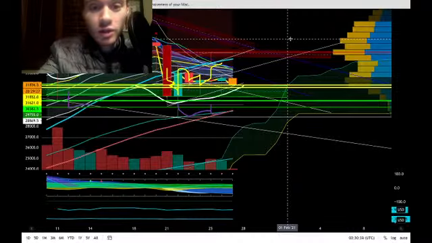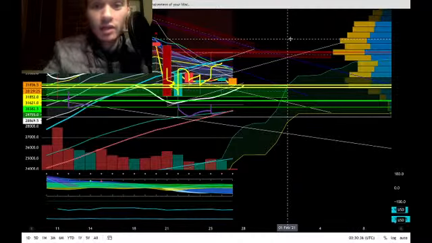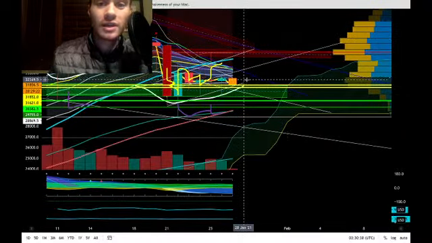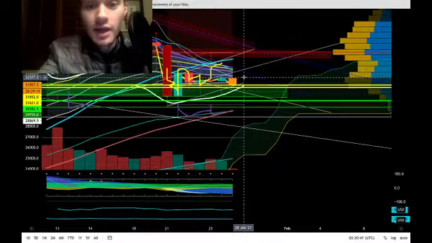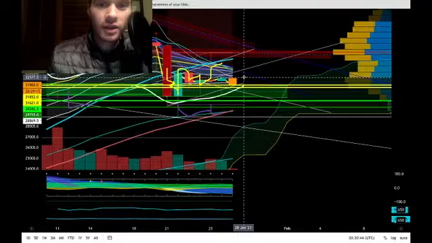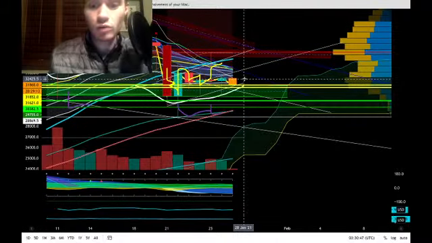But essentially the idea is that if Bitcoin continues to consolidate in this range right here, then that would be best case for Ethereum. That would give it the potential to break out.